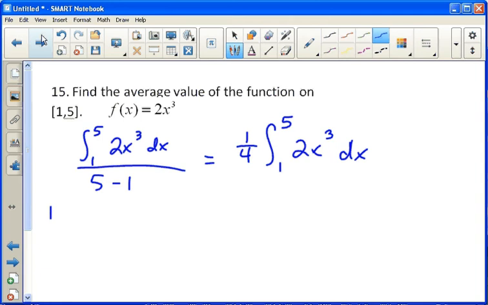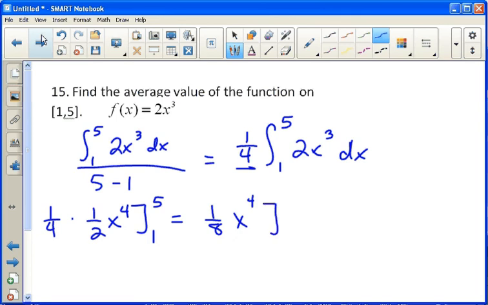The antiderivative is going to be 1/2 x to the 4th from 1 to 5. So I'm going to go ahead and combine those and get 1/8 x to the 4th. You can wait and do the 1/4 at the end if you want. It makes no difference if you put it in now or later. But we got to do this from 1 to 5. So we get 1/8 times 5 to the 4th minus 1/8 times 1 to the 4th. Let's see what that gives us.